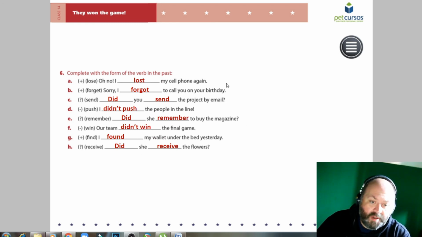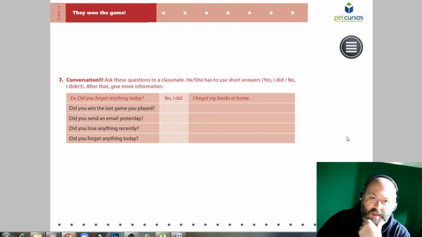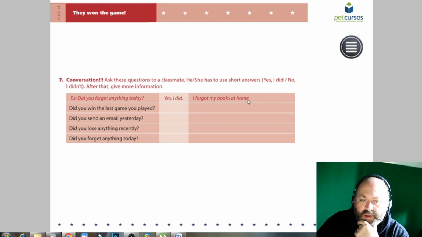Okay, remember to repeat the sentences speaking out loud, okay? Exercise 7, ask these questions to a classmate. So we are in quarantine, he or she has to use short answers. Pode responder com short answers, então, yes I did, no I didn't. Resposta padrão do inglês, você sempre copia o auxiliar, né? Para resposta curta, yes I did, no I didn't. E give more information. Então vamos ver. Example, did you forget anything today? Yes I did. I forgot my books at home.